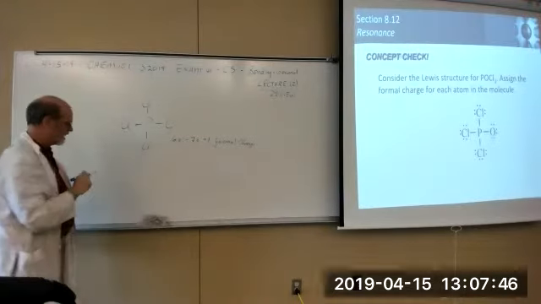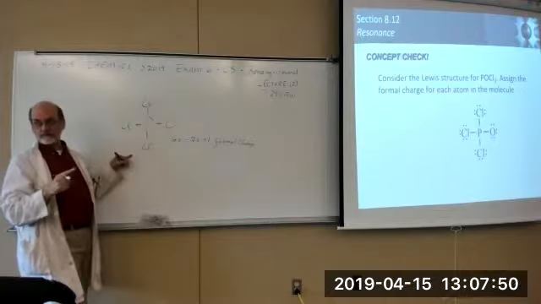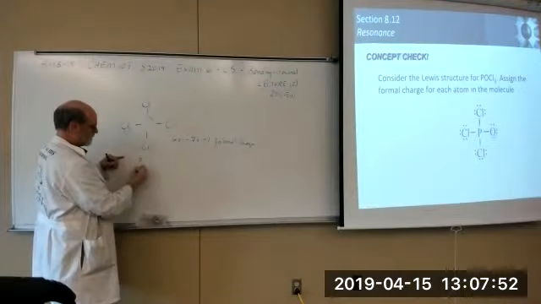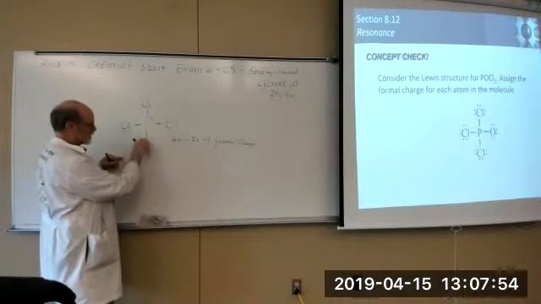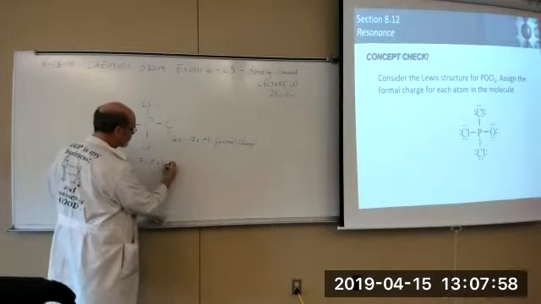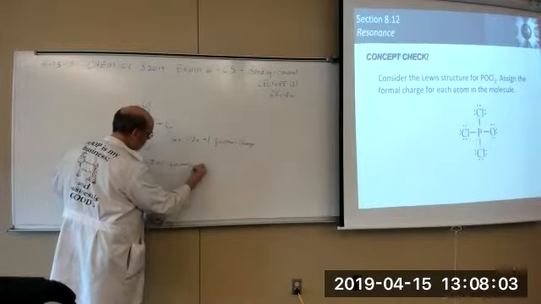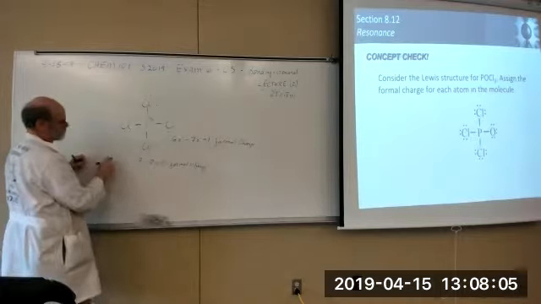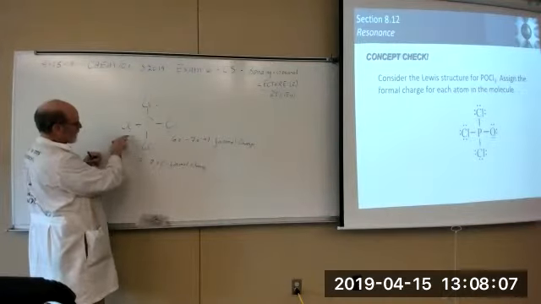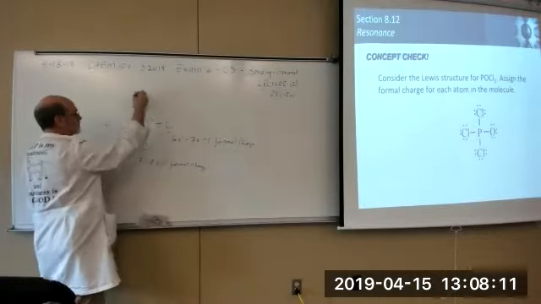Okay? How about chlorine? It normally has 7 electrons, right? So 7 minus 2, 4, 6, and half of that bond is 7. Its formal charge is 0. And all of these chlorines are equivalent, so each one has a formal charge of 0.